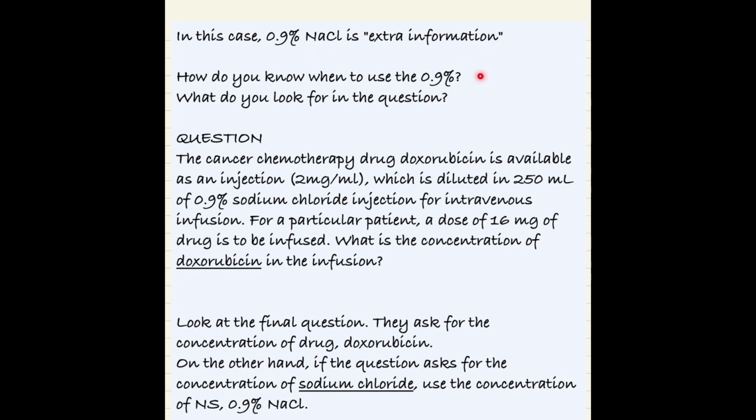How do you know when to use 0.9%? What do you look for in the question? Well, look at the final question. They ask for the concentration of a drug, doxorubicin. Right here: what is the concentration of doxorubicin in the infusion? That's how I know I'm focused on the doxorubicin and not the sodium chloride. On the other hand, if the question asks for the concentration of sodium chloride, use the concentration of NS, which is 0.9% NaCl.